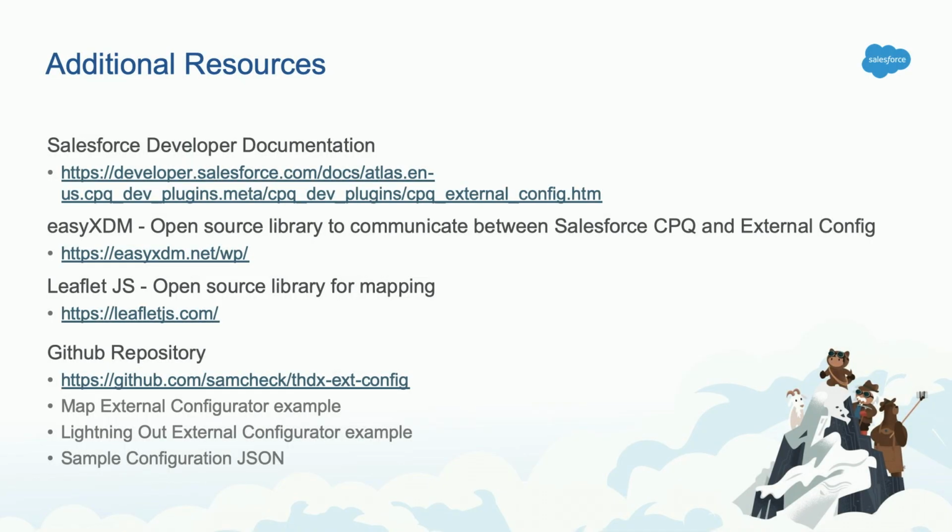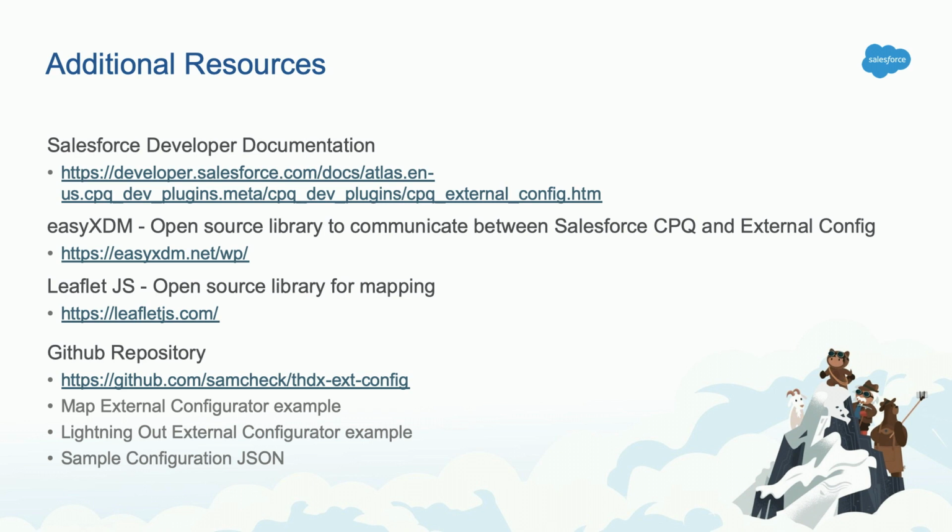So we have some additional resources. We've got the Salesforce developer documentation. So if you want to learn more and start exploring yourself, the Salesforce CPQ external configurator documentation is a great place to start. Also, the EasyXDM library, so that's the open source library used to communicate between Salesforce CPQ and the external configurator. Leaflet.js, that's the open source library we used for mapping. And then finally, all of this code will be available in a GitHub repository here.